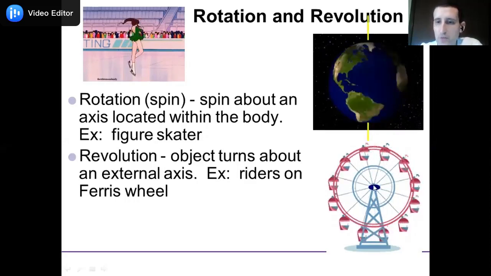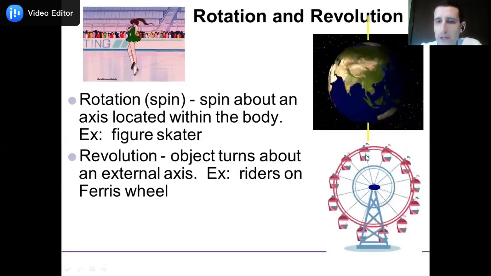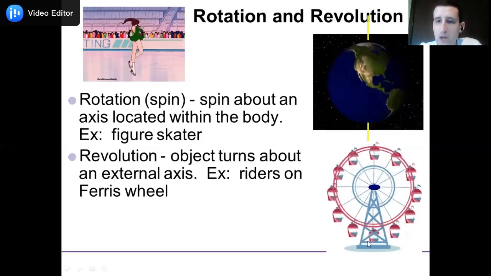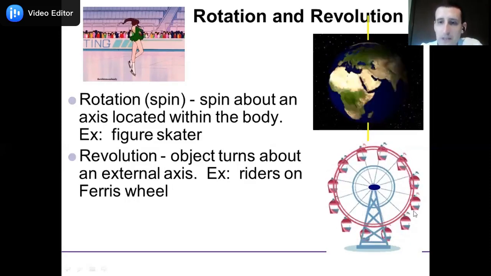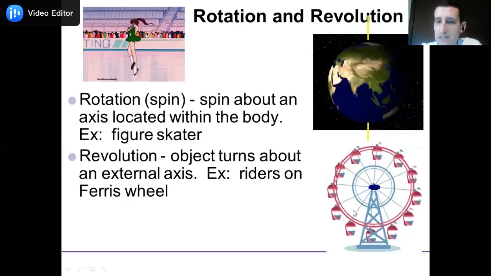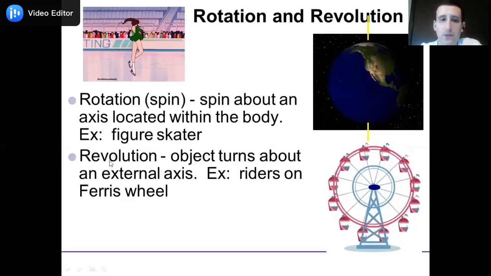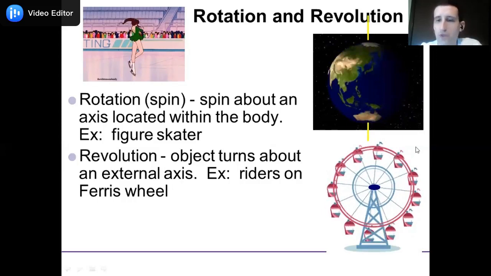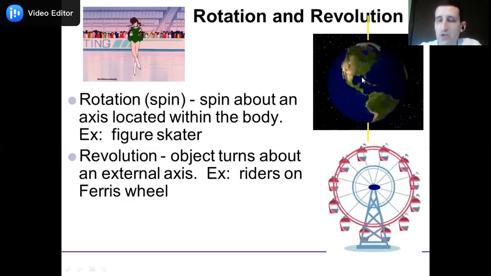So here we show the blue dot that all the riders are outside of. Now you could very, very justifiably make the case that the Ferris wheel itself is rotating because that dot is within the Ferris wheel, but the riders are revolving, okay? And the same thing is true of us on Earth.